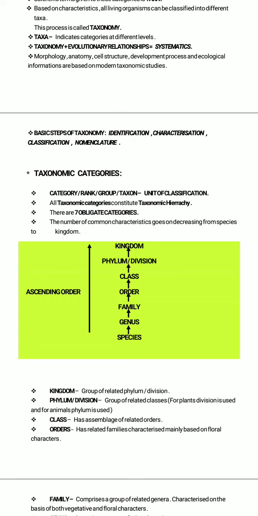All taxonomic categories together constitute the taxonomic hierarchy. There are 7 obligate categories, and the number of common characters decreases from species to kingdom. They are kingdom, then phylum or division, class, order, family, genus and species in descending order. Phylum is used for animals and division is used for plants. Kingdom is the biggest taxonomic category and the lowest is species.